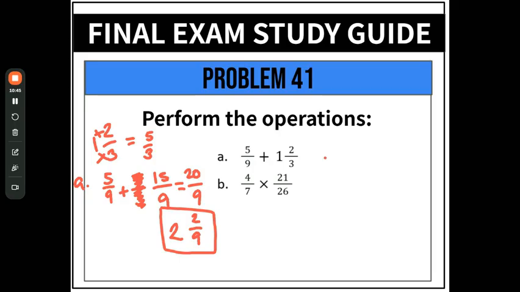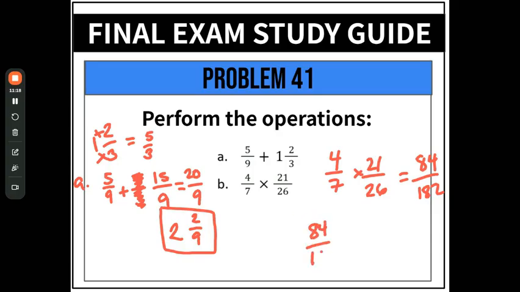Now, part B. Here we are multiplying. When we multiply fractions, we don't need to create a common denominator. It'll save us a lot of time. All we need to do is multiply top times top and bottom times bottom. And when I do that, I have 4 times 21 gives me 84, and 7 times 26 gives me 182. But I do need to simplify.